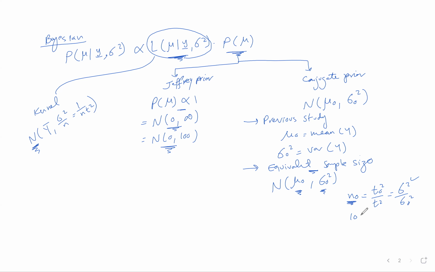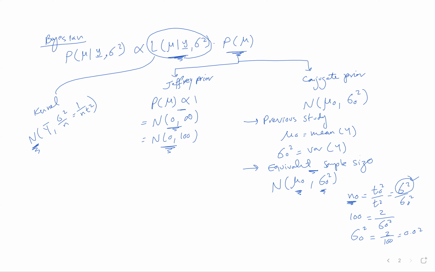So this one is 100. And this one is known, let's say this one is 2, for example. Divide by sigma 0 square. So now we can find sigma 0 square. It is 2 divided by 100. It is 0.02. So this is how to find sigma 0 square using the equivalent sample size idea or method.